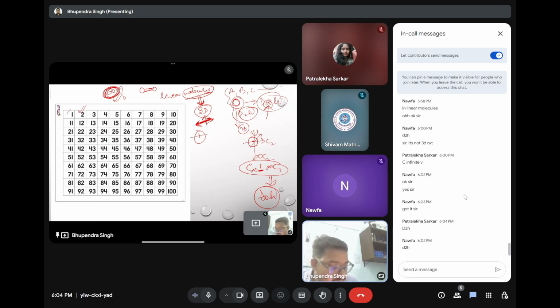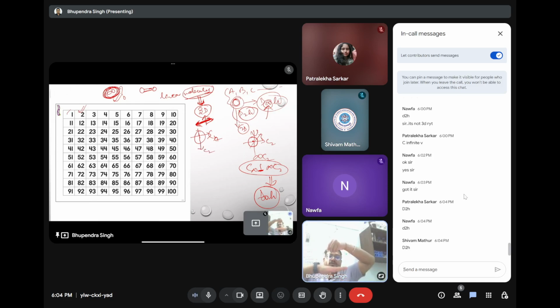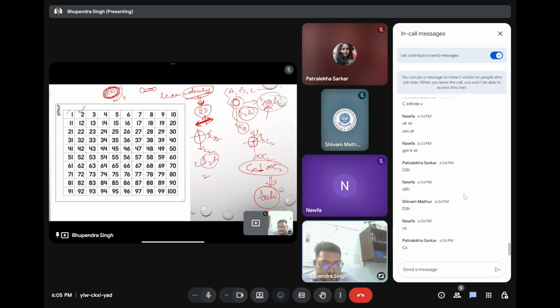Okay. This is your point. This is your C2 axis. This is also one C2 axis. The one is going above the plane. Sigma h is always there. So D2h. Correct. Tell me the point group of 2. Cs, right? Correct.